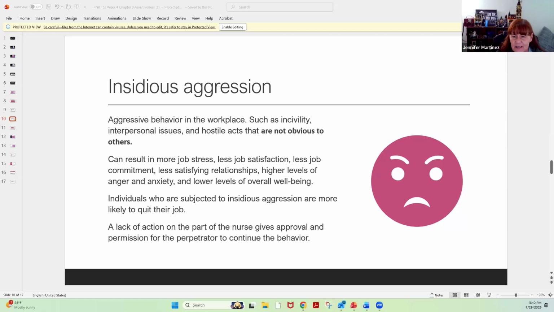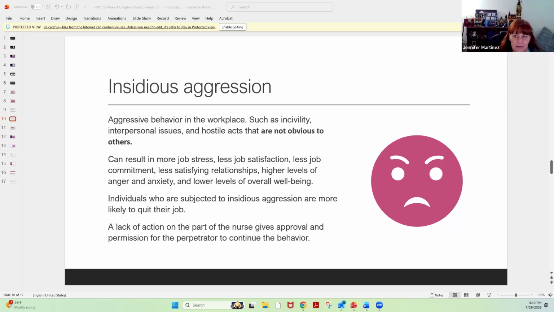So insidious aggression is aggressive behavior in the workplace. These are things like incivility, interpersonal issues, hostile acts that are not obvious to others. Meaning, things that are being done behind the back. Like a staff member that just refuses to interact, or altering things in the background to make it look like you didn't do your job appropriately.